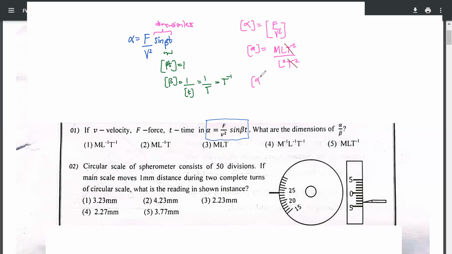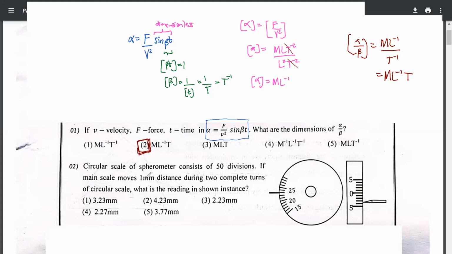Alpha's dimensions is going to be M L to the minus 1. We are supposed to find the dimensions of alpha over beta: dimensions of alpha M L to the minus 1, dimensions of beta T to the minus 1. T goes up, so the final answer is M L to the minus 1 T. Hence, second one. Second one is the answer for the first. Can I move on to the next one?